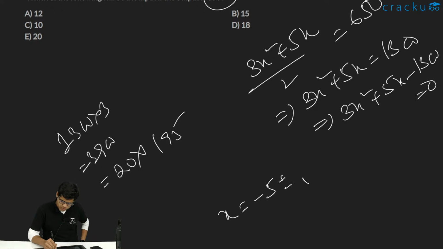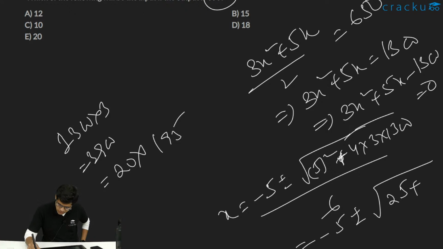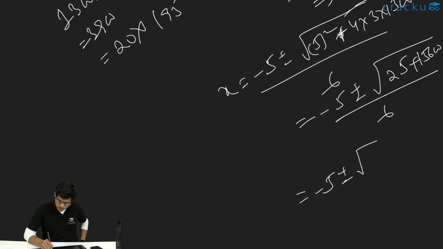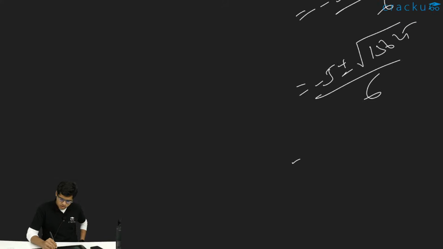So it is minus b plus minus root under b square minus 4ac, so it will be 4 into 1300, divided by 2a. So minus 5 plus minus root under 25 plus 12 into 1300, which is 15600, divided by 6. So it is minus 5 plus minus root 15625. I think this is a perfect square. Root 15625 is 125. So minus 5 plus minus 125 by 6.